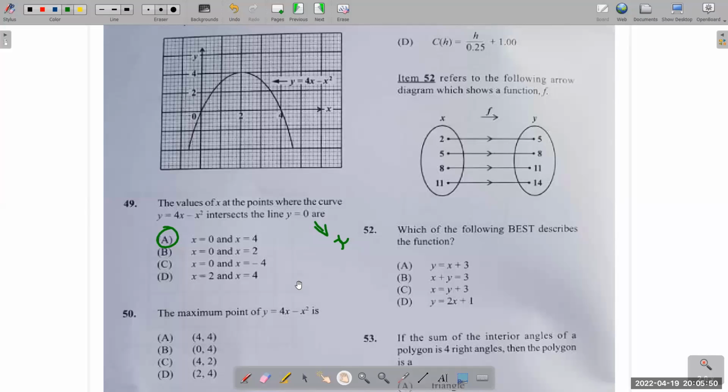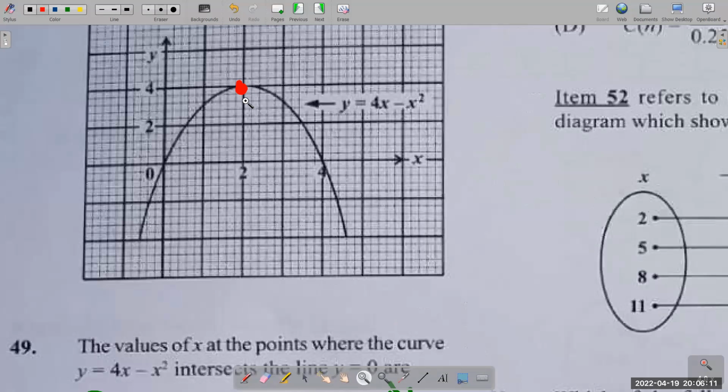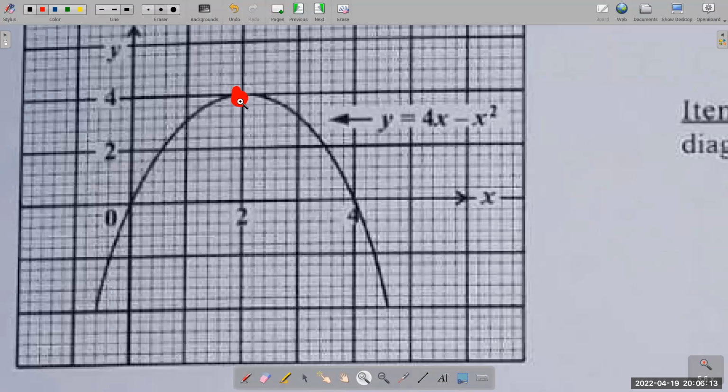We did this a million times. Where's the maximum point located, my people? The maximum point is at the top of the curve. What is this point here at the top of the curve? Let me zoom in. What is this point? What is the name of this point? What are the coordinates of this point?